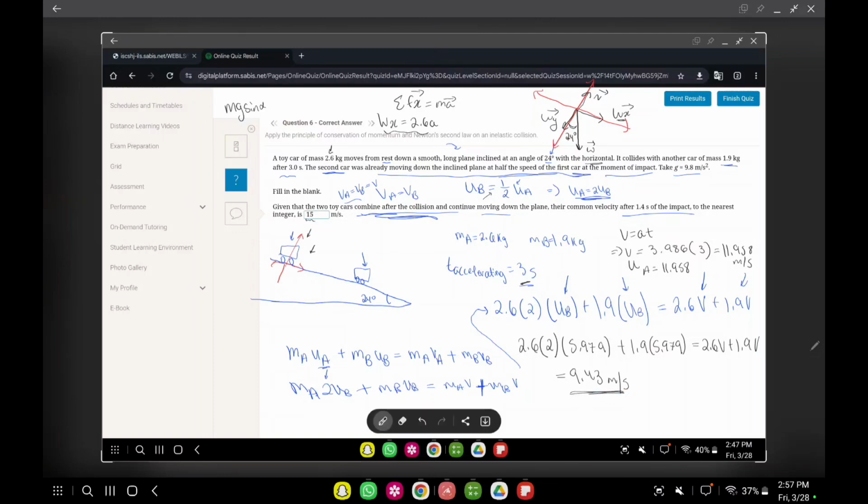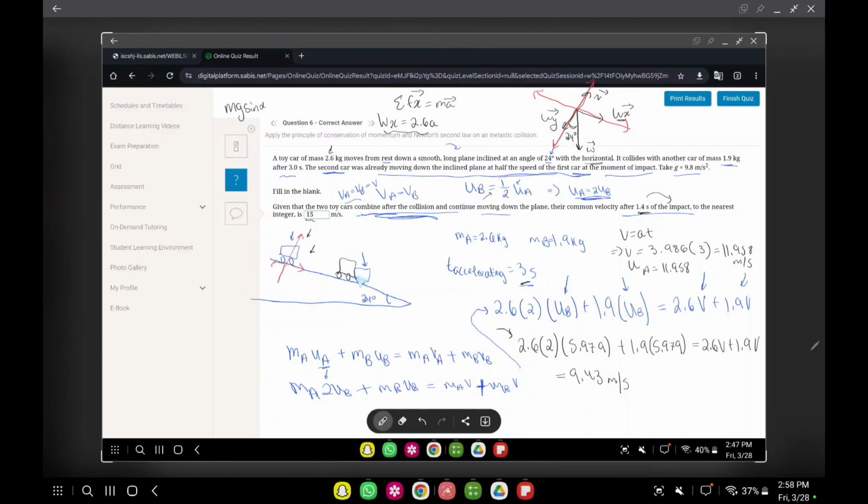This is the velocity after collision. What do they want? They want the common velocity 1.4 seconds after the collision. So the same step that I did here to calculate the acceleration using v equals at, I have to now do that. So I need to calculate the acceleration. Same thing, but now they're stuck together, so they're moving together. So it's going to be the same FBD as this. Literally the same FBD as this.